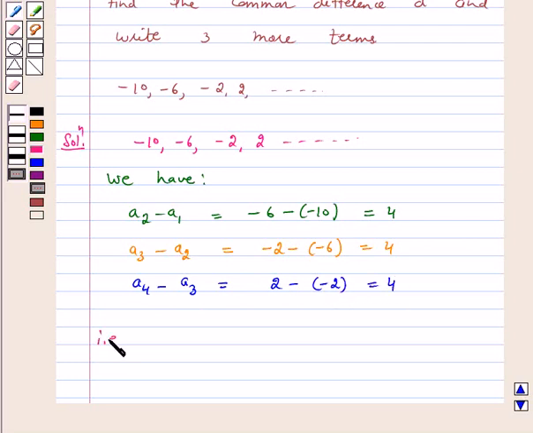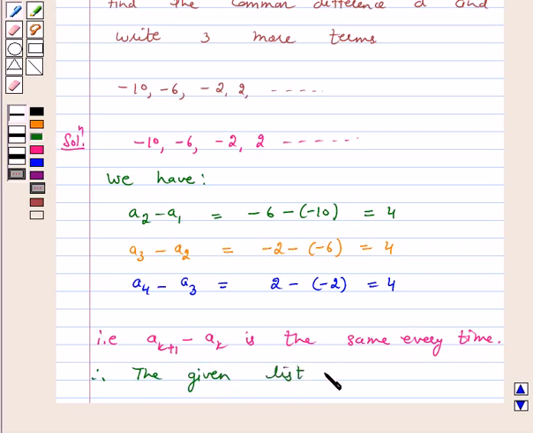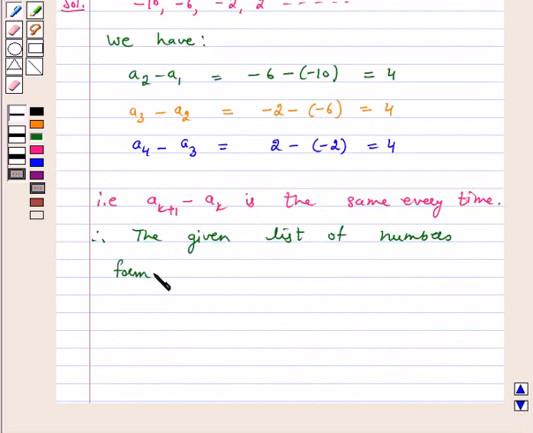That is, A(k+1) minus A(k) is the same every time. That is, it is constant. Therefore, the given list of numbers forms an AP with the common difference D equal to 4.